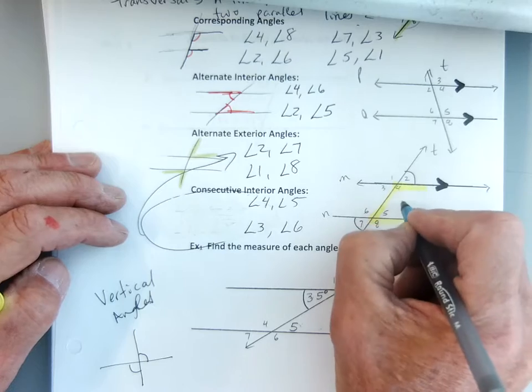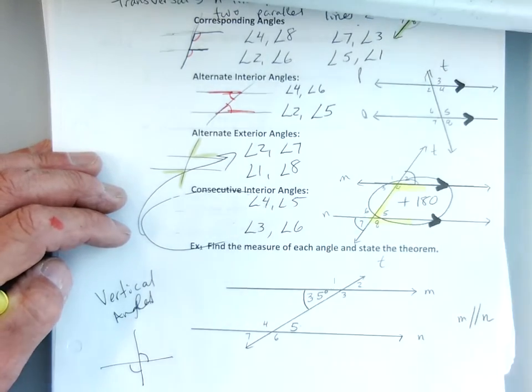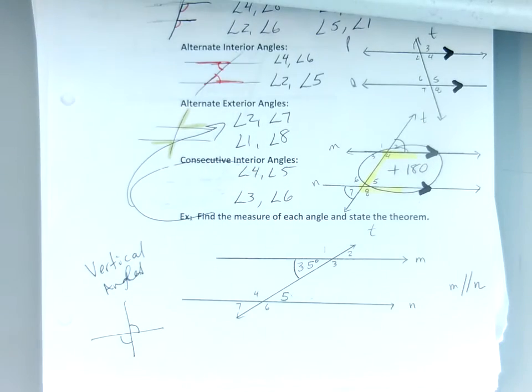But they add up to 180. Write that down. Make sure you write that down. They're not equal. They don't look equal, do they? Look at the size of this. This one looks like maybe it's 70 degrees, and this one maybe 110. This one's big, and that one's little. But when you add them together, they make 180. Okay? Thumbs up.